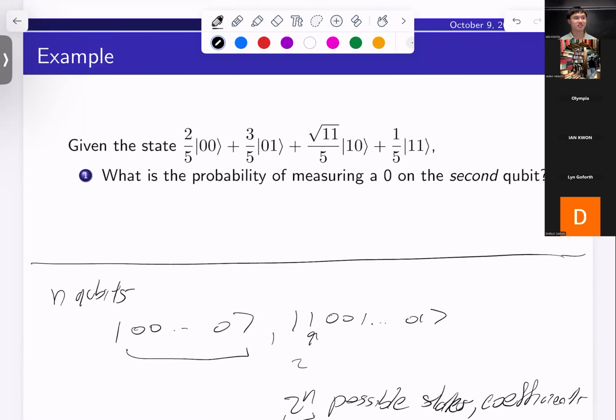Okay, let's return to the normal content. With this example, can anyone tell me what the probability of measuring a 0 on the second qubit is?